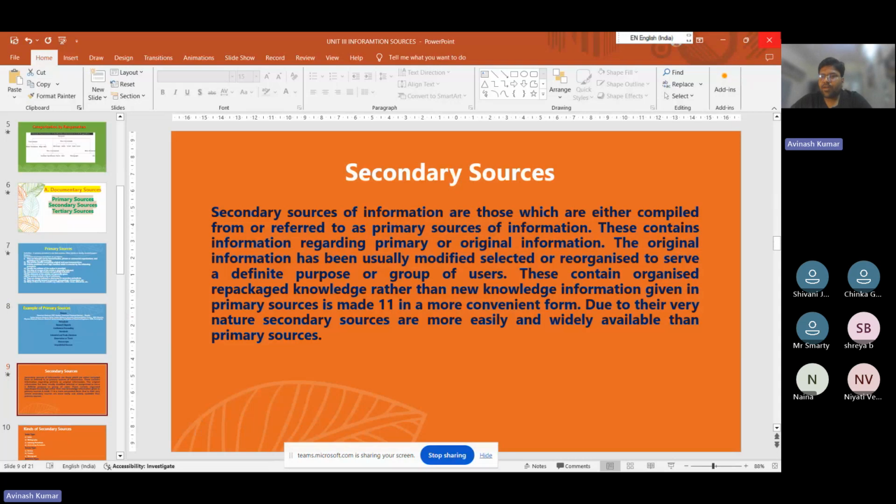So you identify that, and you can write it down in your notebook: what are the primary sources, what are the secondary sources, and what are the tertiary sources. Some examples fall under primary, secondary and tertiary also. So it depends on the primary sources. Okay, so what are the kinds of secondary sources?